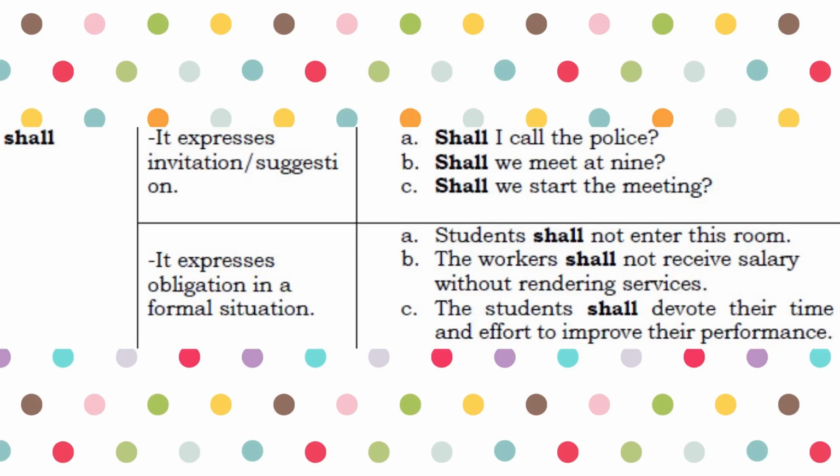Shall also expresses obligation in a formal situation. For example, letter A. Students shall not enter this room. Letter B. The workers shall not receive salary without rendering services. Letter C. The students shall devote their time and effort to improve their performance.